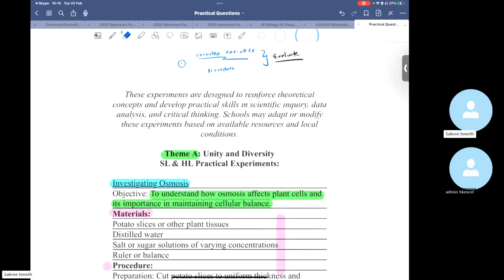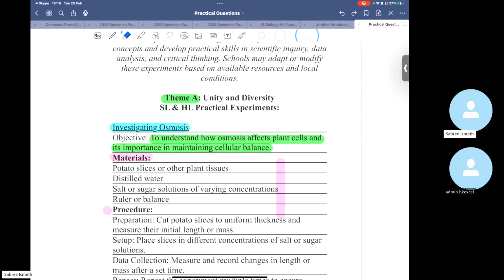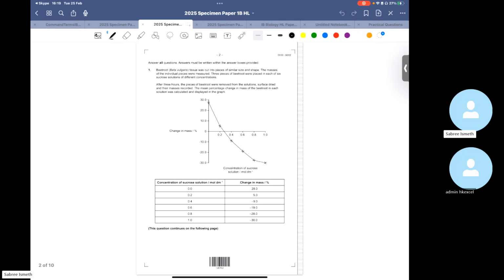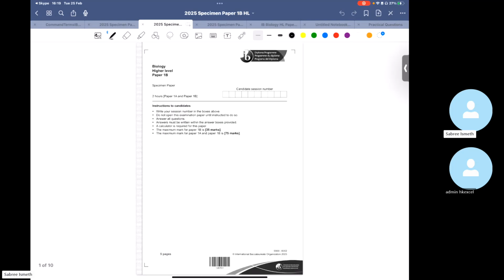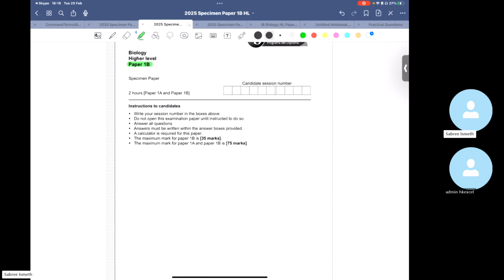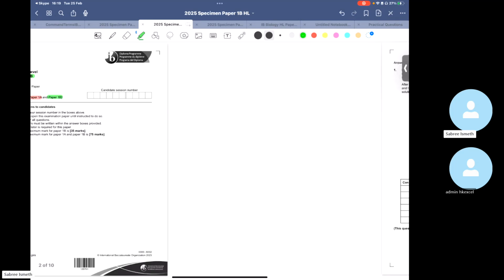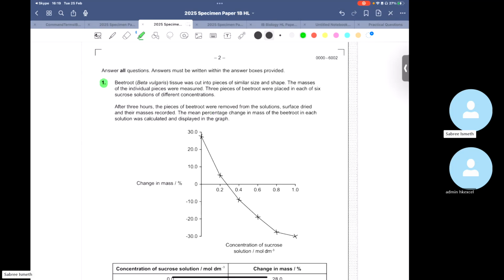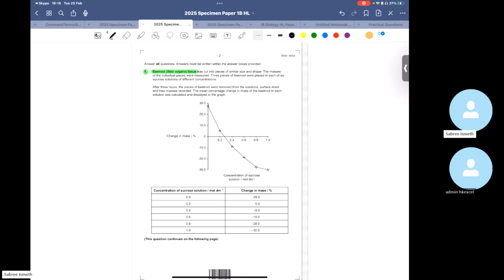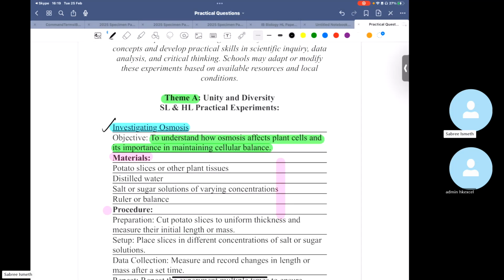So, for example, I told you the first experiment was investigating osmosis. In the specimen paper that IB has released, the first question is related to osmosis as well. This is the specimen paper 1B, like I just told you. It's a 2-hour paper. 1A is what I just discussed with you, the MCQ paper, and 1B is basically the experimental and data response questions. So this is the first one. They're doing an experiment on beetroot. Similarly, they're observing osmosis. As you can observe, this is the first practical I was discussing here in this list.